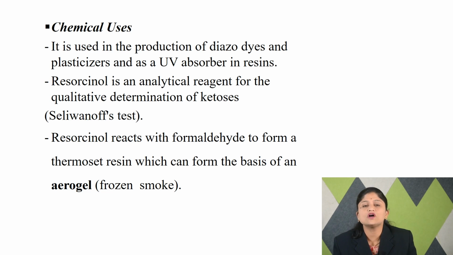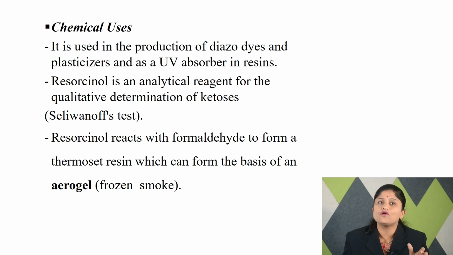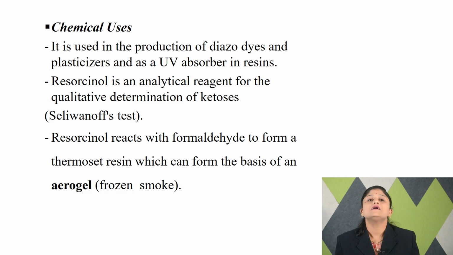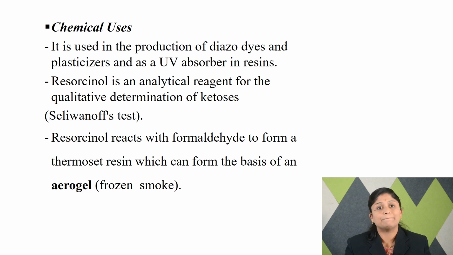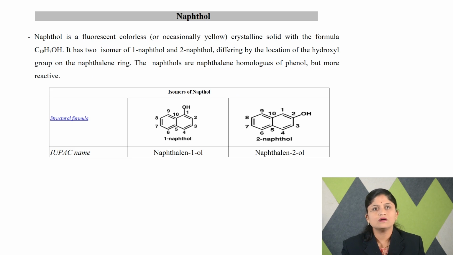Resorcinol reacts with formaldehyde to synthesize thermoset resins, which can be formed on the basis of frozen smoke. So for the synthesis of these, we can use the resorcinol nucleus, which is actually a dihydroxy benzene derivative. Our next compound, which is a phenol derivative, is prepared by using a naphthalene nucleus.